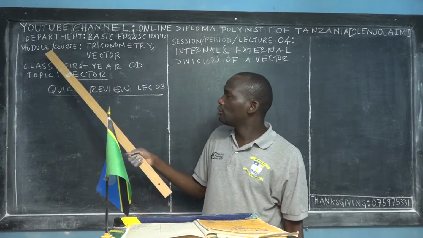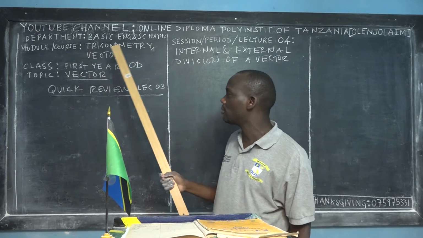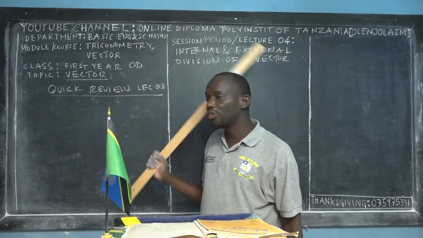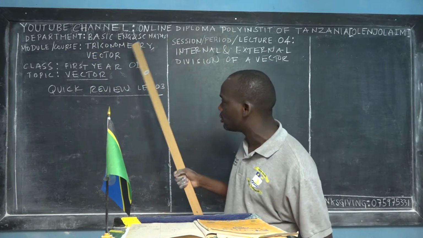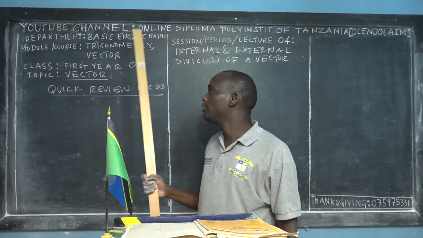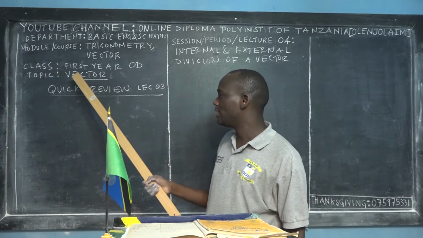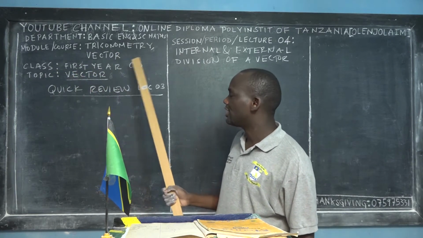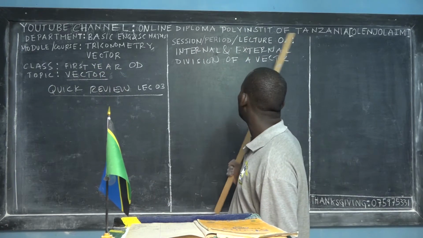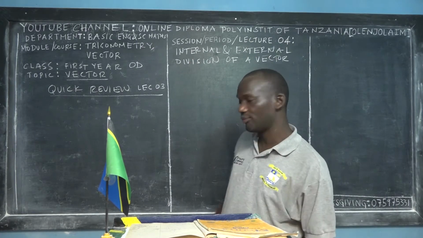The module of the day is called trigonometric vector. In some curriculums, they call it trigonometric vector and complex number. I've already explained that different institutions have different names for the modules, but the content is still the same. This is for the first year ordinary diploma in most institutions, and many institutions in Tanzania teach it in the second semester. The topic of the day is vector, and this is session 4, which is called the internal and the external division of a vector.